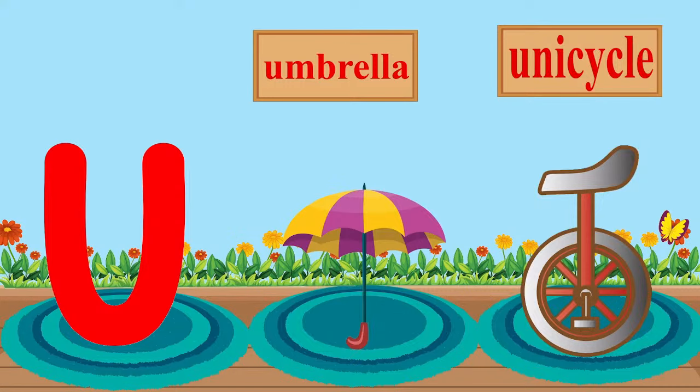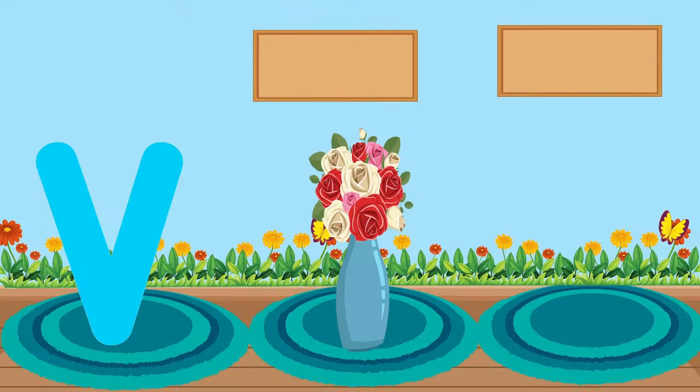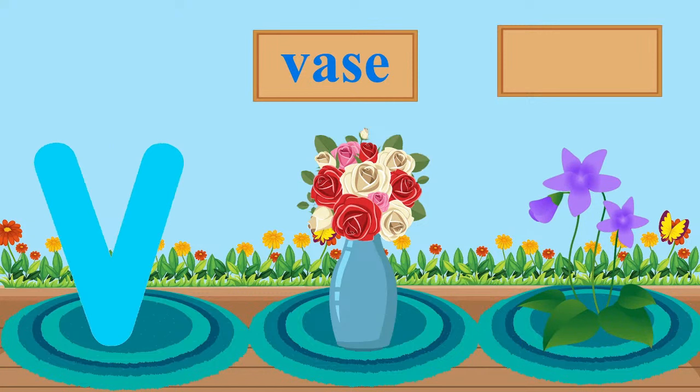Vase. V is for violet. Violet. V is for vase. V is for violet. W is for white.